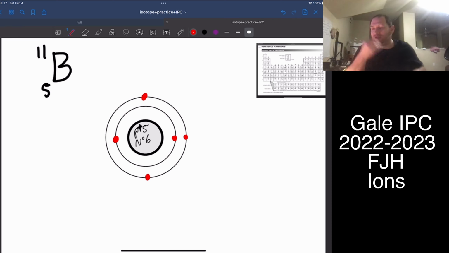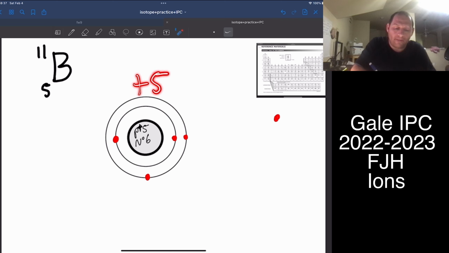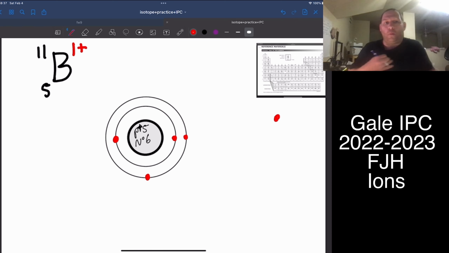Now, we're going to deal with positive charged atoms. So let's take away this electron. Okay? We took it away. What is the overall net charge of this atom? We have 5 protons, 4 electrons. So we have +5 minus 4. Our overall charge is +1. And so I'm going to put a 1 plus up here.